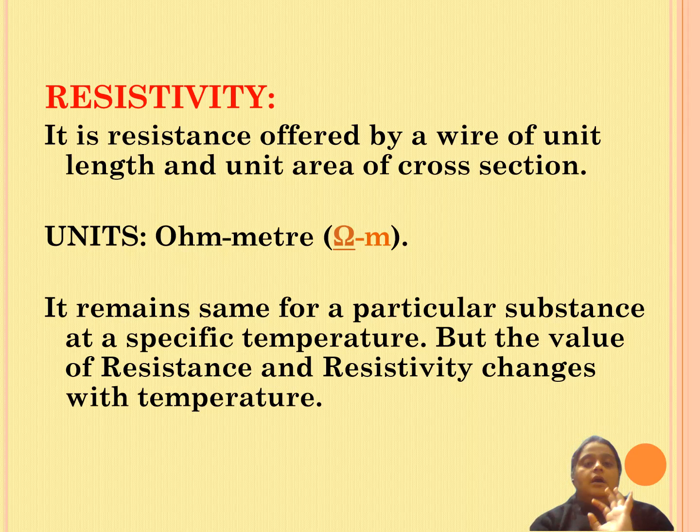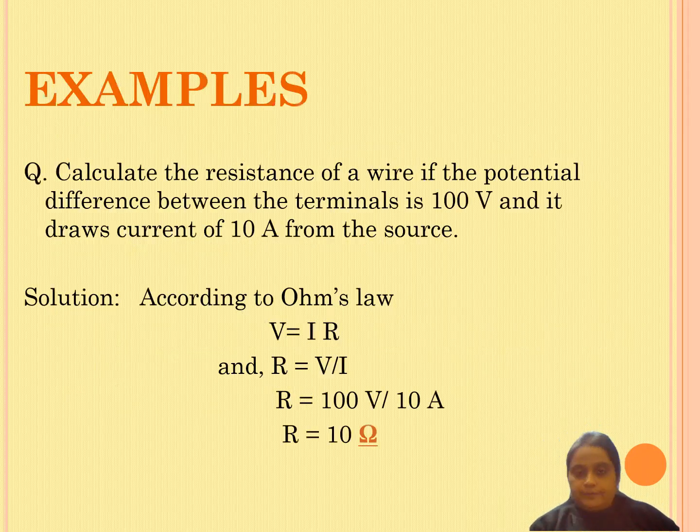The question you may be asked, and you may have to give an answer for that: what is the difference between resistance and resistivity? The difference is that resistance depends on the dimensions, while resistivity doesn't depend on the dimensions. And the unit of resistance is ohm, and the unit of resistivity is ohm meter. This question was asked earlier in exams, so kindly check it out.